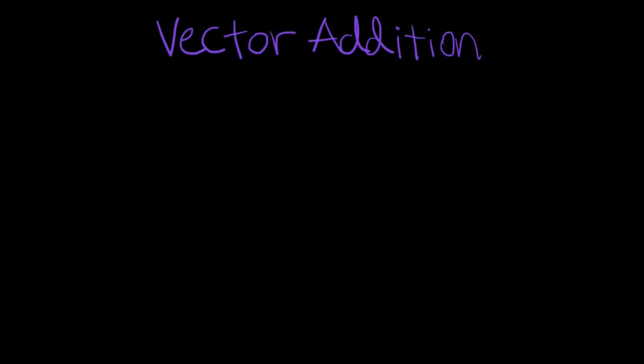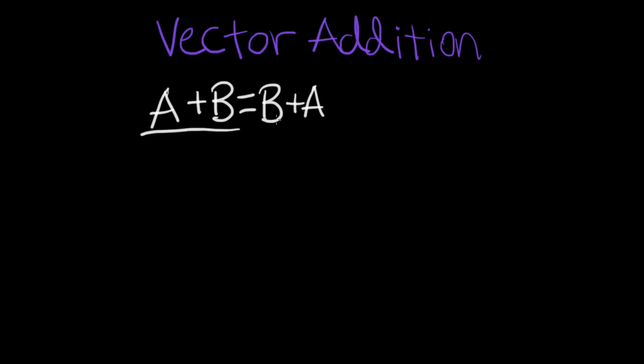Today we're going to talk about adding vectors together. Vectors follow the Commutative Law of Addition, which basically says that if we have some vector, say vector A, plus some vector B, this is going to be the same thing as vector B plus vector A. So these two statements mean the exact same thing. This is the commutative law for vector addition.